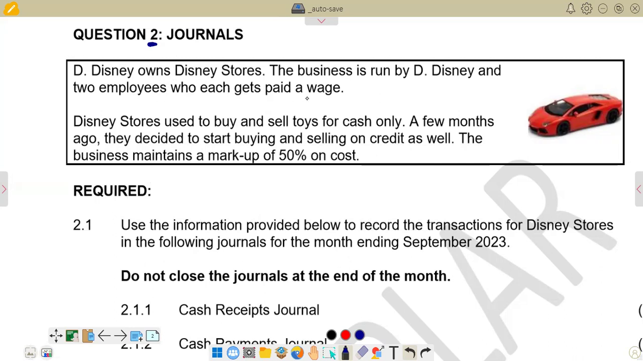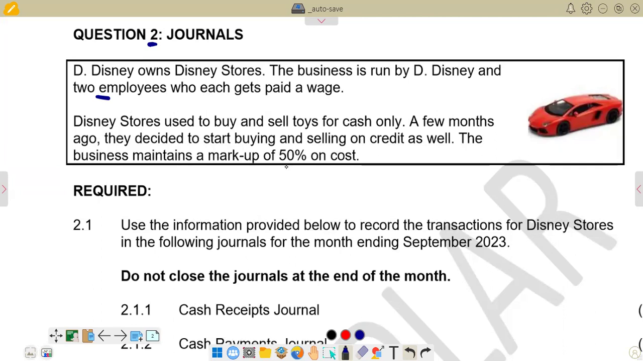The business is run by Disney and two employees who each get paid a wage. So it is very important to take note that we have two employees that are being paid a wage. The next paragraph reads that Disney Stores used to buy and sell toys occasionally. A few months ago, they decided to start buying and selling credit as well. The business maintains a markup of 50% on cost.